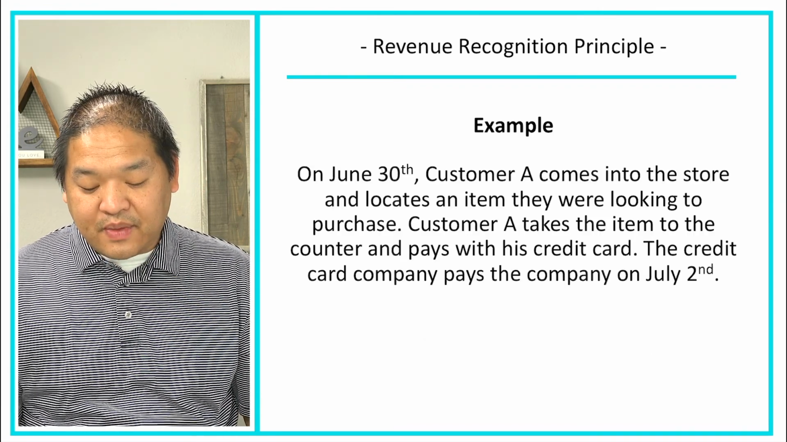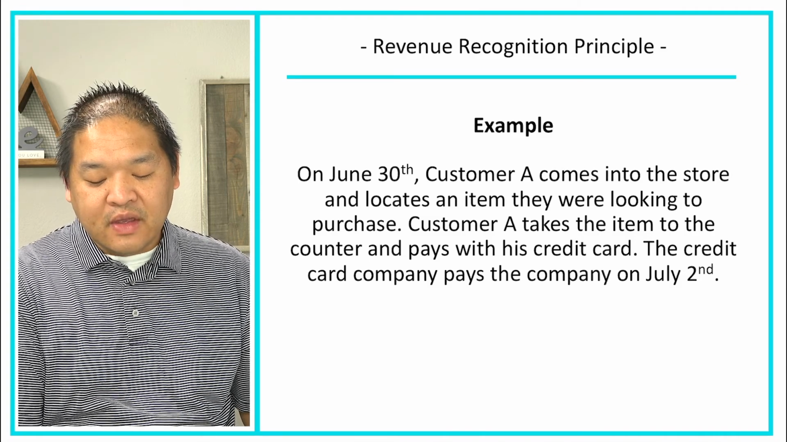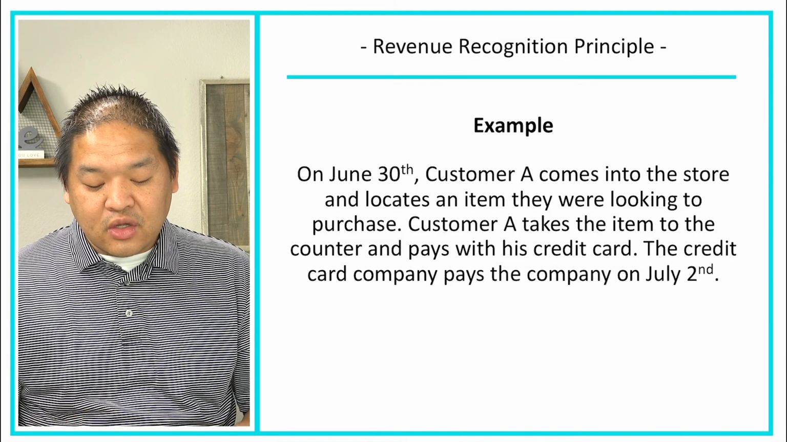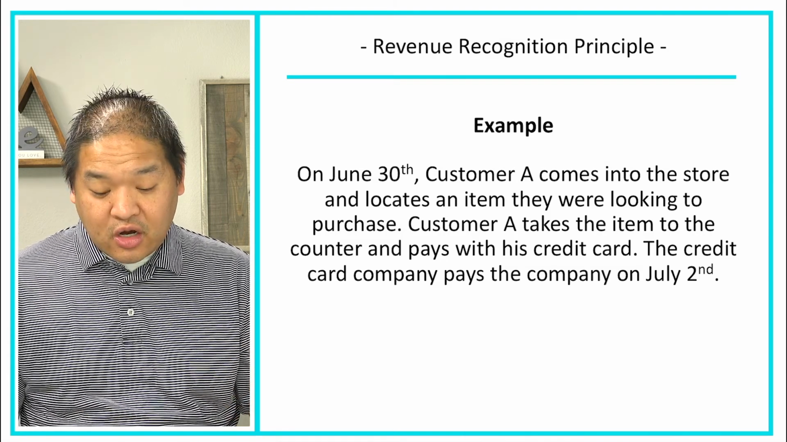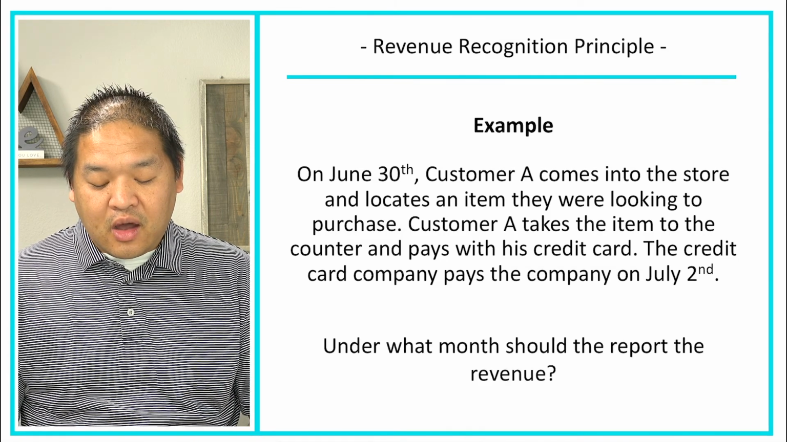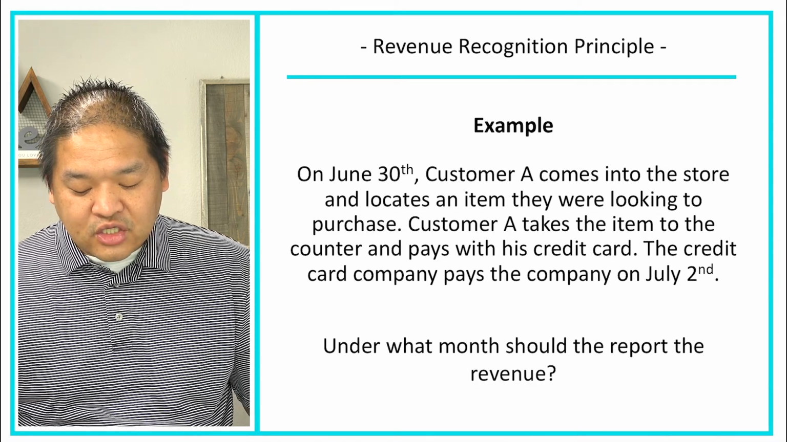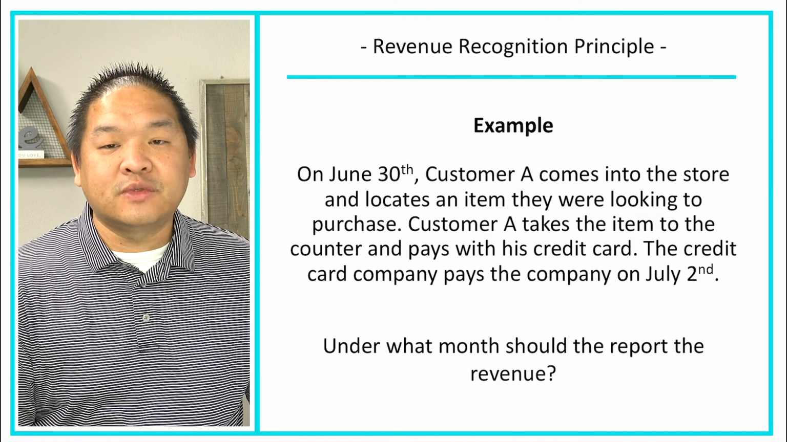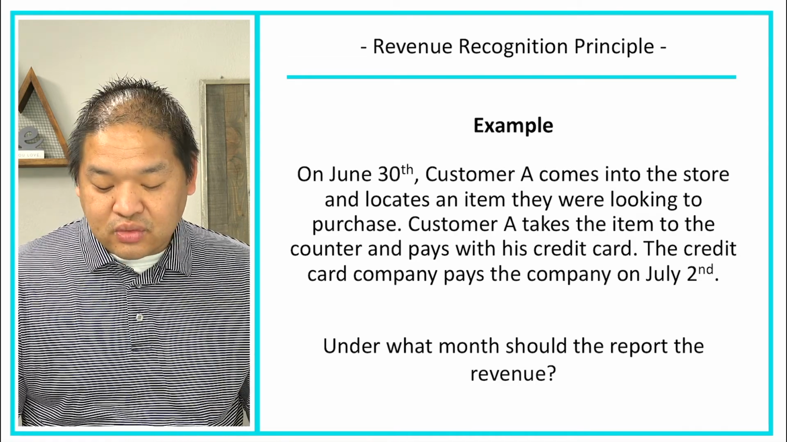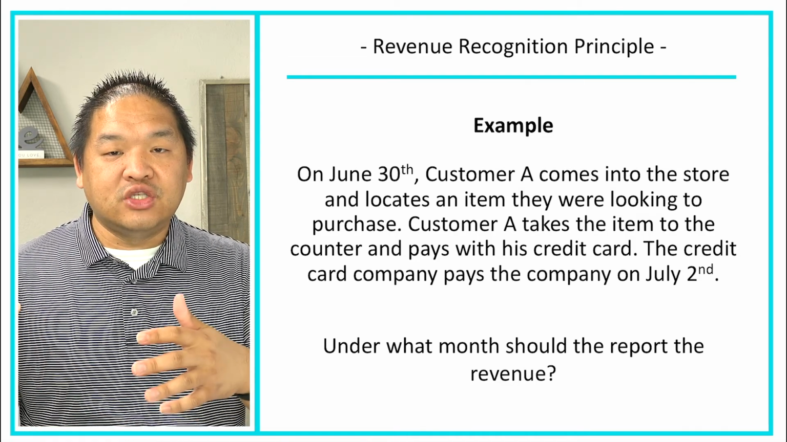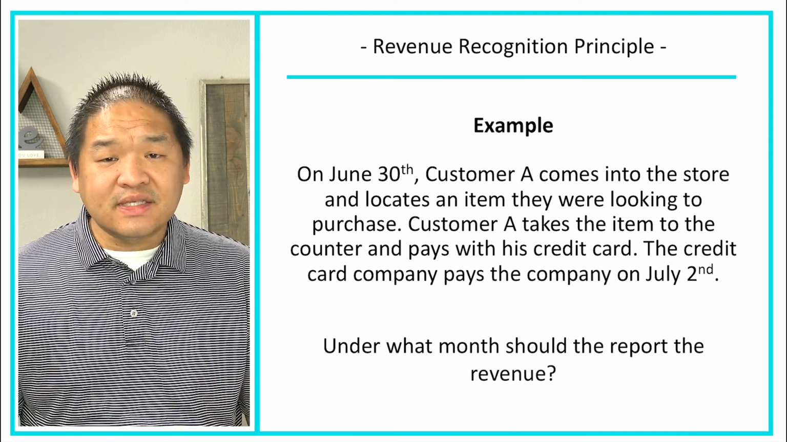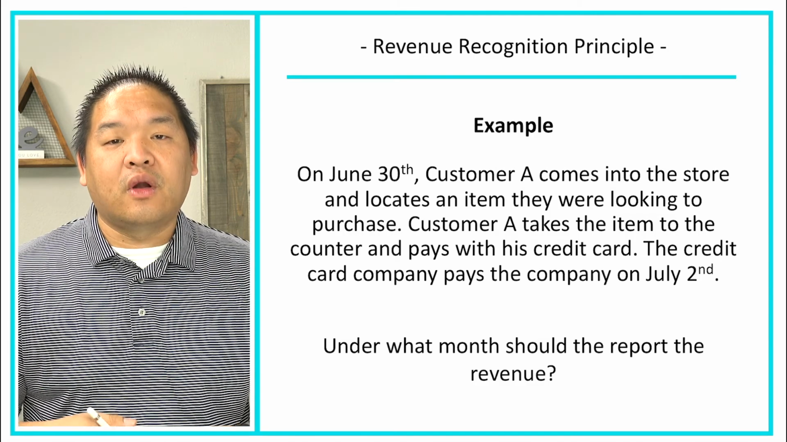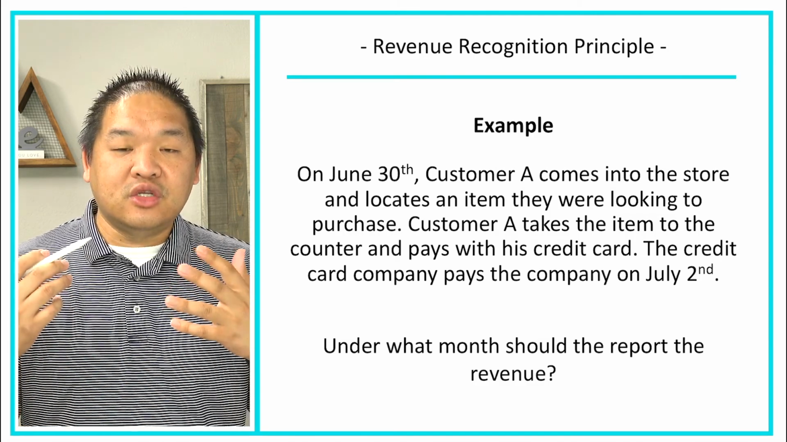On June 30th, company A comes into the store and locates an item they were looking to purchase. Company A takes the item to the counter and pays with his credit card. The credit card company pays the company on July 2nd. Under what month should they report the revenue? So the exchange happens on June 30th. They are paid on July 2nd. In this case, when the exchange happens would be in June. Therefore, we are going to book the revenues in June.